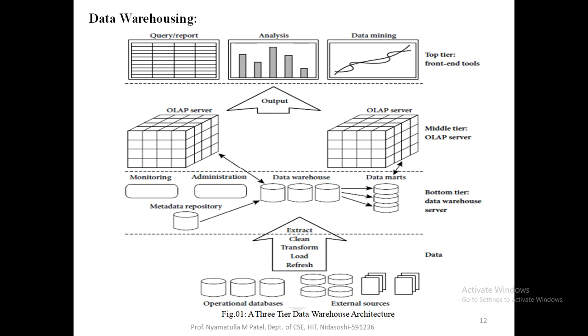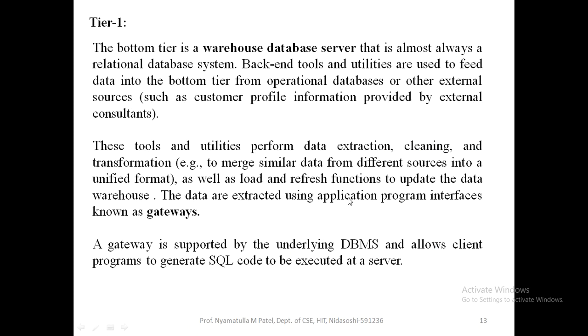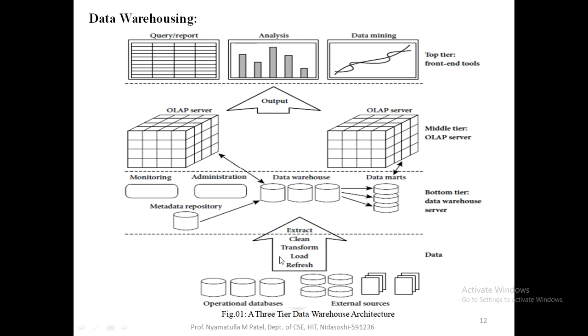Coming to the bottom tier, what is the bottom tier? Data warehouse server. The bottom tier is a warehouse database server that is almost always a relational database system. Backend tools and utilities are used to feed data into the bottom tier from operational and other external sources. Why are these backend tools used? Backend tools and utilities are used in order to feed data to the data warehouse servers.